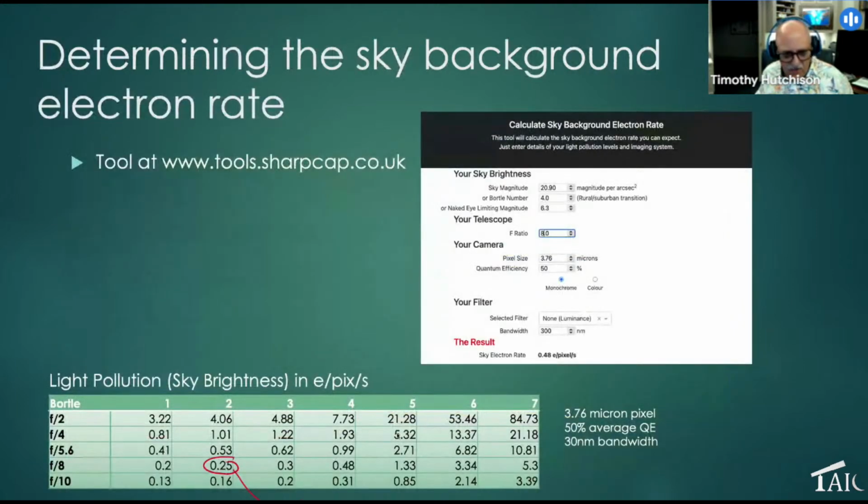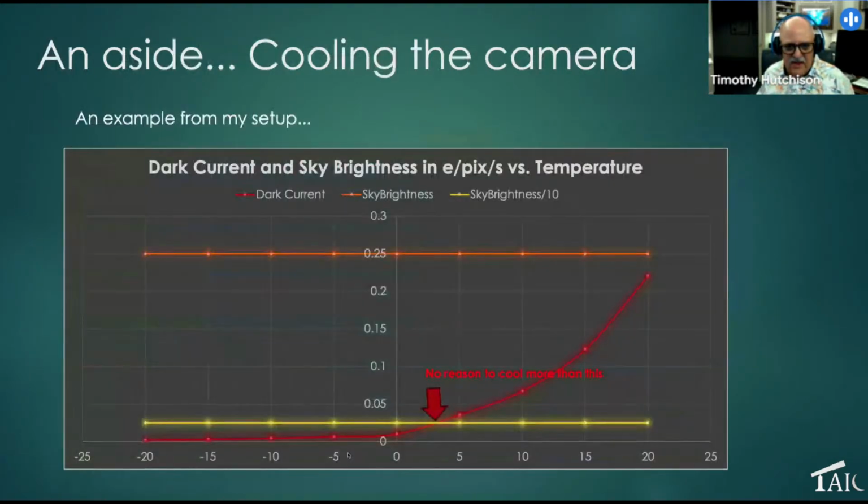Further, if we go back and look here, let's say we are this guy sitting in Bortle 4 with an f5.6 scope, and we have 1 electron per pixel coming in. Well, you take 1/10 of that, and that's 0.1. So really, I don't have to cool this thing down below 10 degrees for that guy, right? There's no reason for it, because it's an insignificant number when compared to the sky brightness.